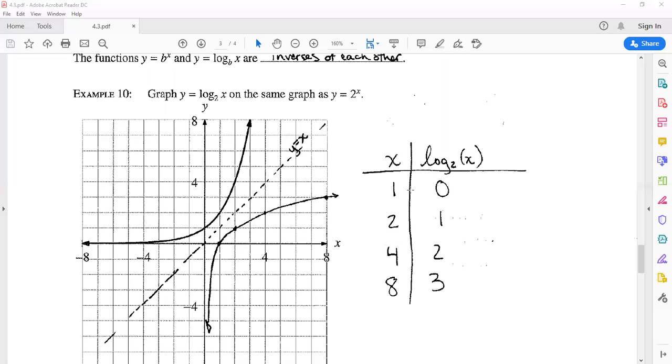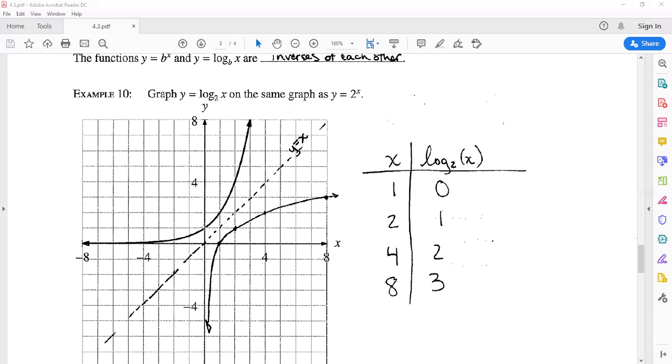Okay, when x is 4, log base 2 of 4 is 2, since 2 squared is 4. So the point (4, 2) is on the graph of y equals log base 2 of x. And last here we have when x is 8, log base 2 of 8 equals 3, since 2 cubed is 8. And that tells us then that the point (8, 3) is on the graph of y equals log base 2 of x.